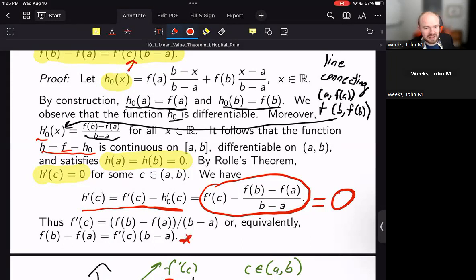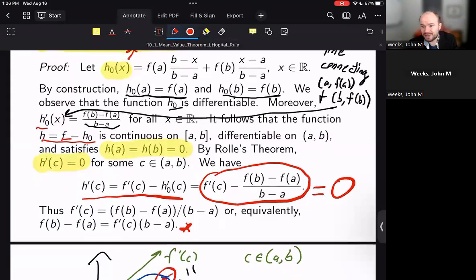So a neat little trick there, a way of moving a function down in some sense so that the function values are both the same and both equal to 0 at the endpoints, so that Rolle's theorem can apply, and then the mean value theorem says we could do this for any 2 points because we can just move the function back up.